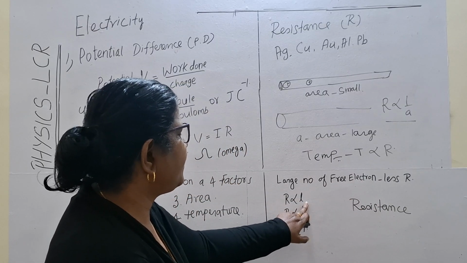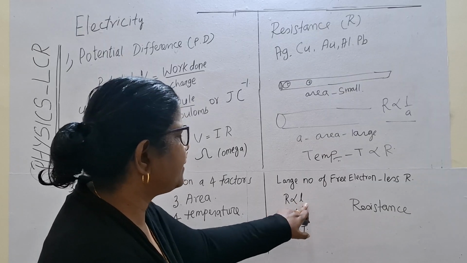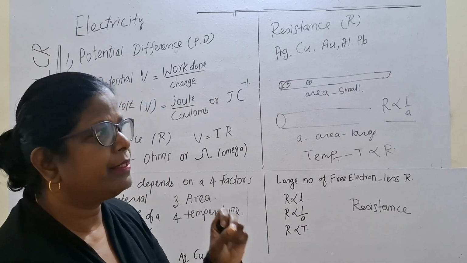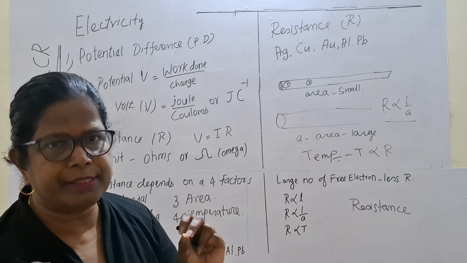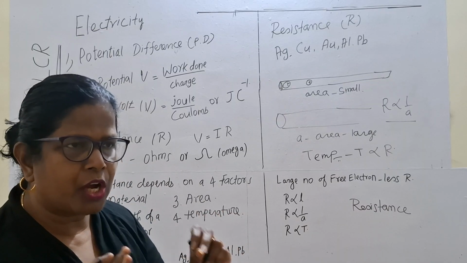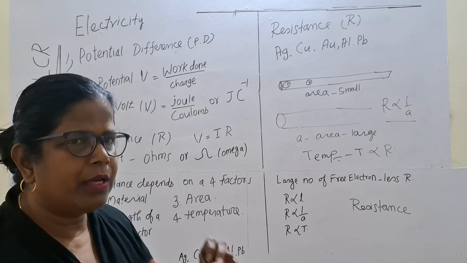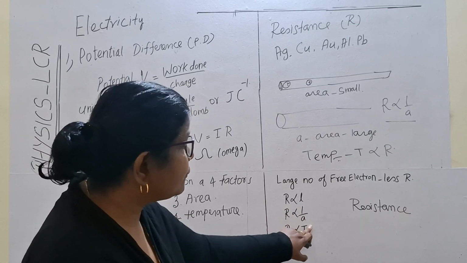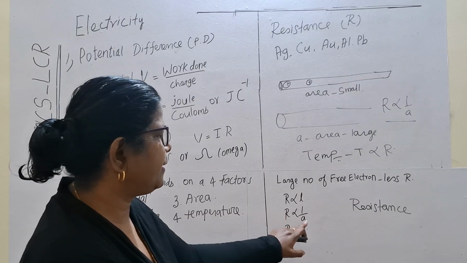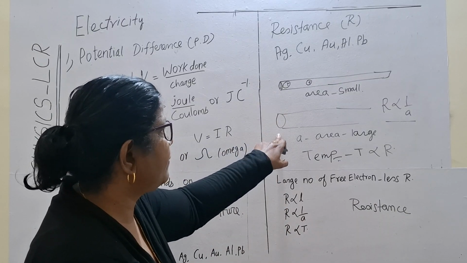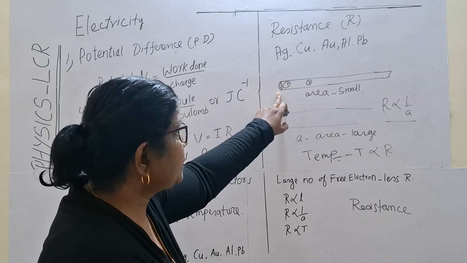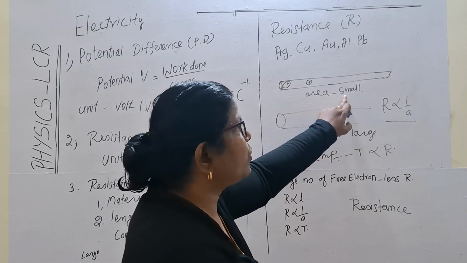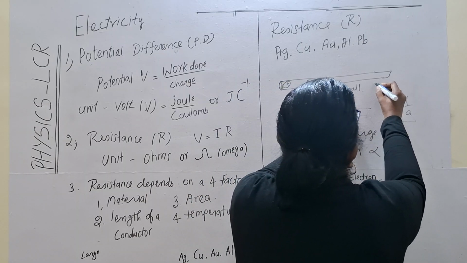What is the relation between length of the conductor and resistance? That is also directly proportional. A larger length offers more resistance. A shorter length gives less resistance. So directly proportional. Resistance and area are inversely proportional. Here I gave a diagram. Area is small, so what happened? Area is small means more resistance will come. Here resistance is more.